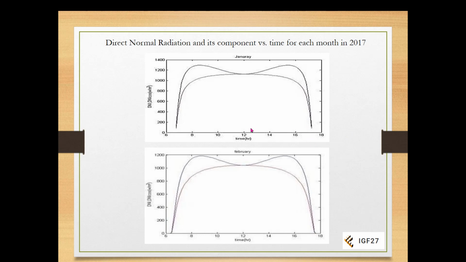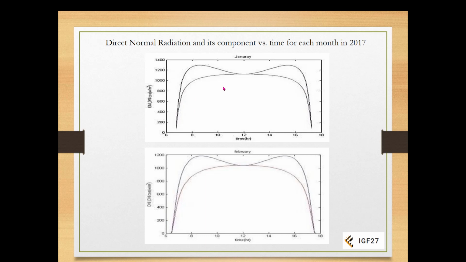Here we have direct normal radiation and its component for each month in 2017. The direct normal can be represented by the upper part, and the component of the direct normal is shown in the lower part. What I mean by the component of the direct normal is the direct normal multiplied by the cosine theta. Cosine theta here relates to the collector tracking the sun. Here they used just a one-dimension collector, so the parabolic trough collector tracks the sun in one dimension only.